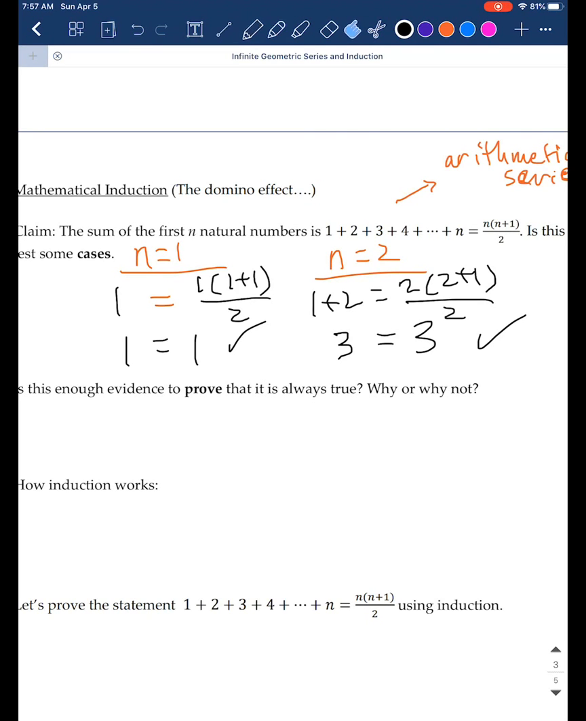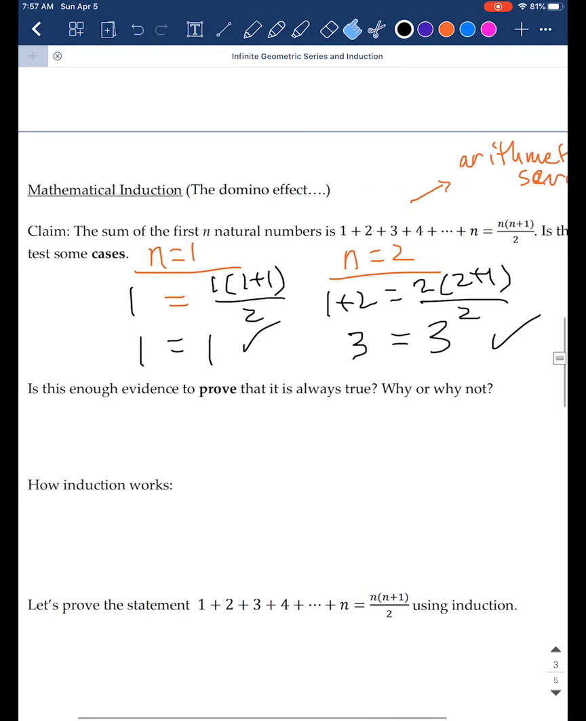So the question then is: is this enough evidence to prove that it's always true? If I show you these two cases, is it always true? No, it's not necessarily true. We can have it work for a certain number of cases and then it falls apart.